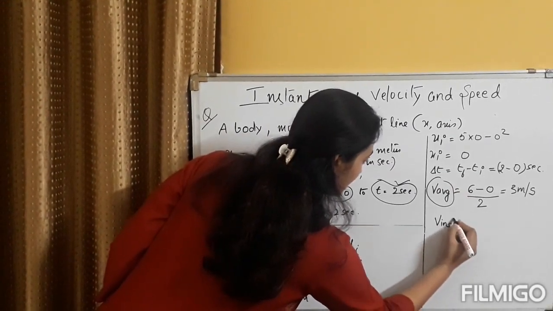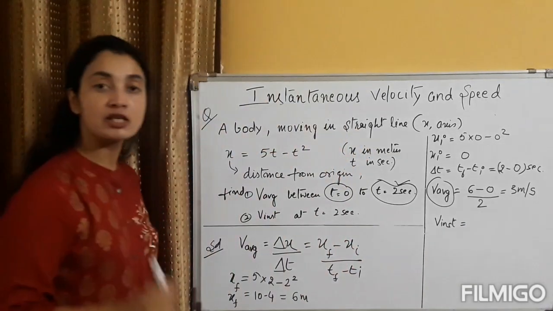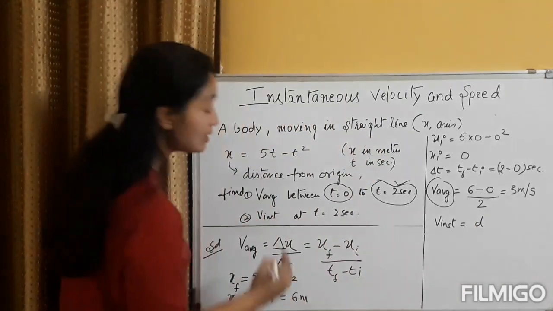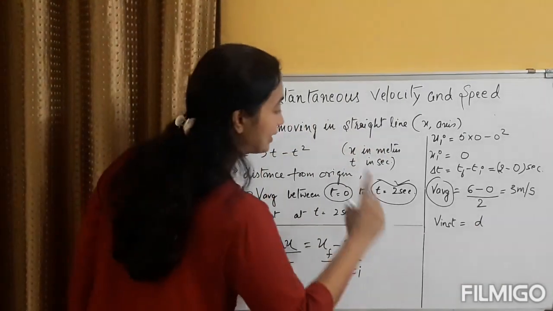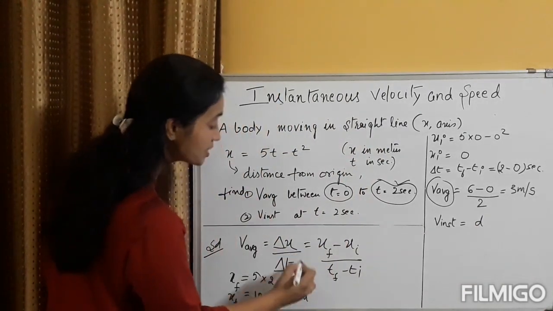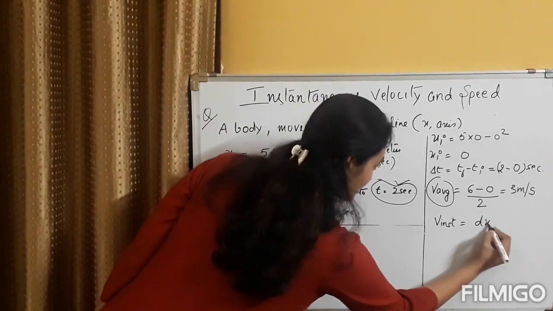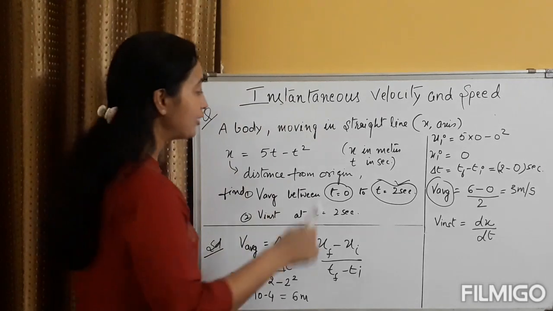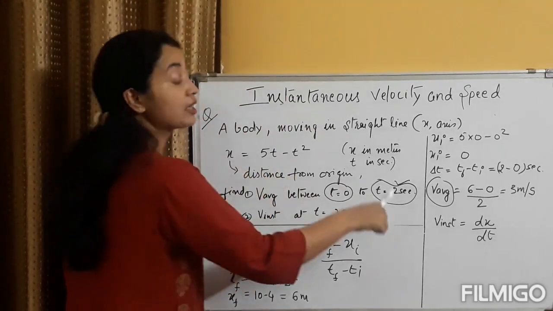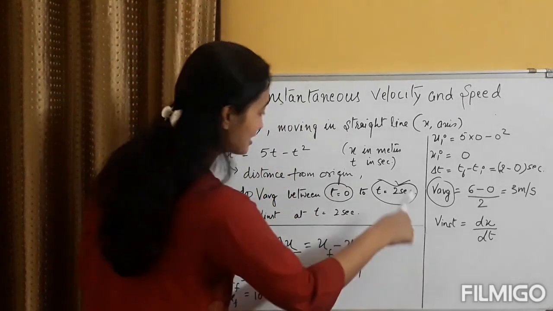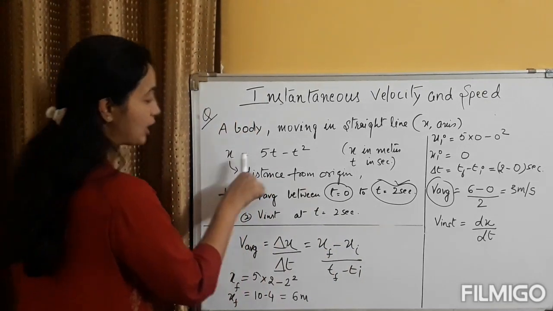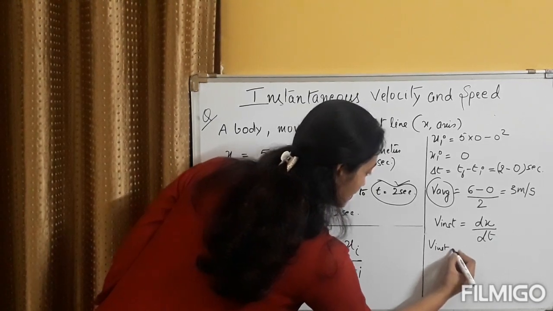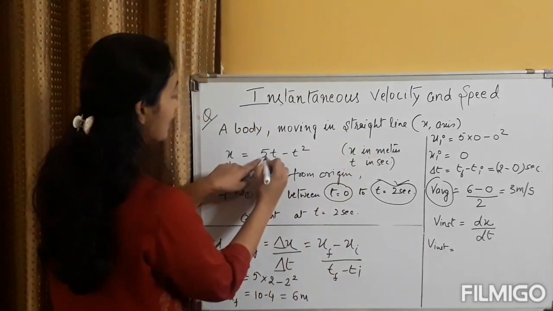Let us find V instantaneous. What is the formula known to us? When delta t tends to 0, delta x by delta t becomes dx by dt. So let us write dx by dt. What is dx by dt? Rate of change of x with respect to time t. Let us differentiate the equation given for x.